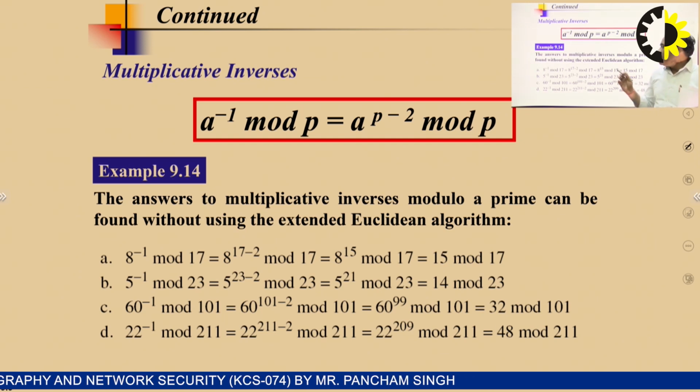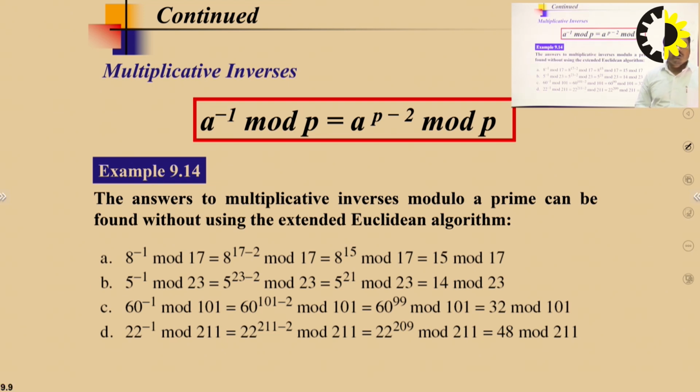In the second part, 5 raised to power minus 1 mod 23, you can write in the second way, 5 raised to power 23 minus 2 mod 23, and we are getting 5 raised to power 21 mod 23, and the answer is 14 mod 23, and 14 mod 23 you are getting the answer equal to 14. So by using this multiplicative inverse formula, you can solve the answer.